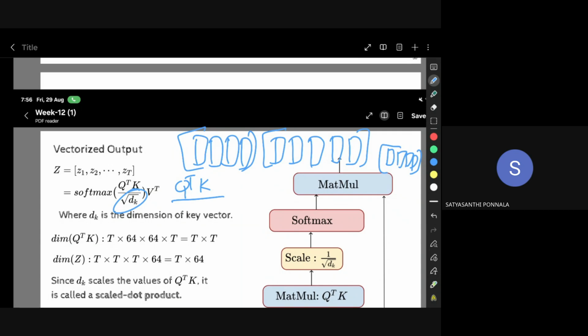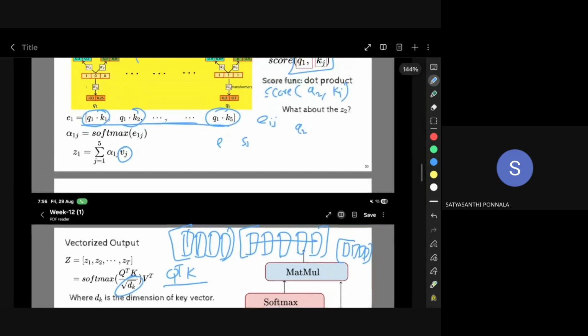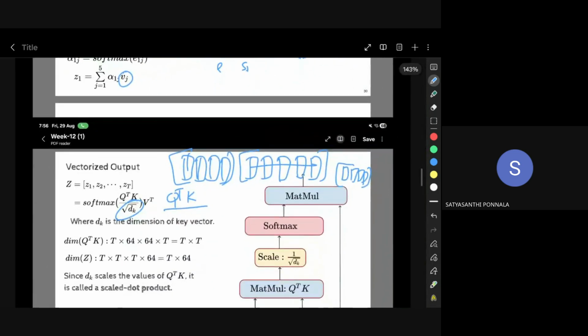Now we are computing all of them parallelly, right? So this will multiply with all of them because it's a matrix multiplication. Similarly, all of them will multiply with all of them, right? Q transpose K. So you will take softmax of that. Just remember that you have to take the row-wise softmax. So whatever value you get, this matrix will look like a matrix.